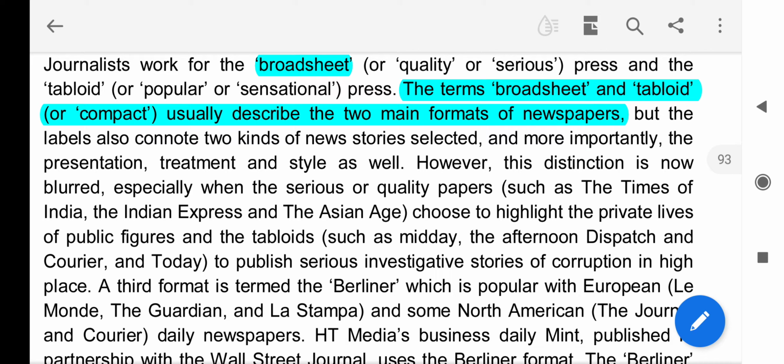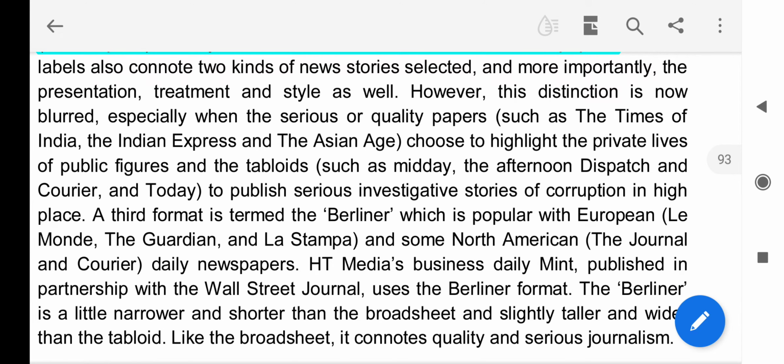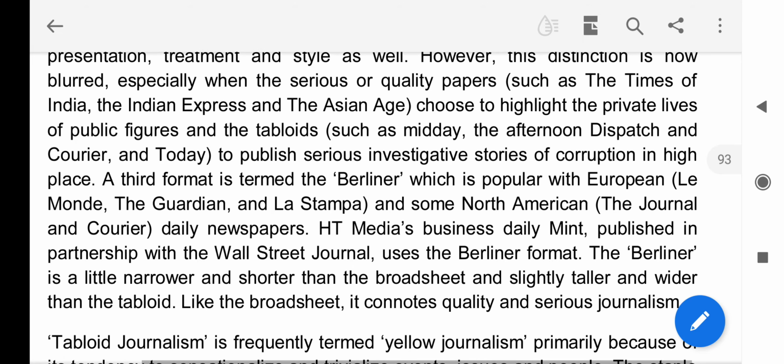However, this distinction is now blurred, especially when the serious or quality papers choose to highlight the private lives of public figures, and the tabloids publish serious investigated stories of corruption in high places. So they focus on private life, and sometimes on cases of cheating at a high level. Suppose they do a sting operation to find a minister taking bribes, and all those kinds of news.